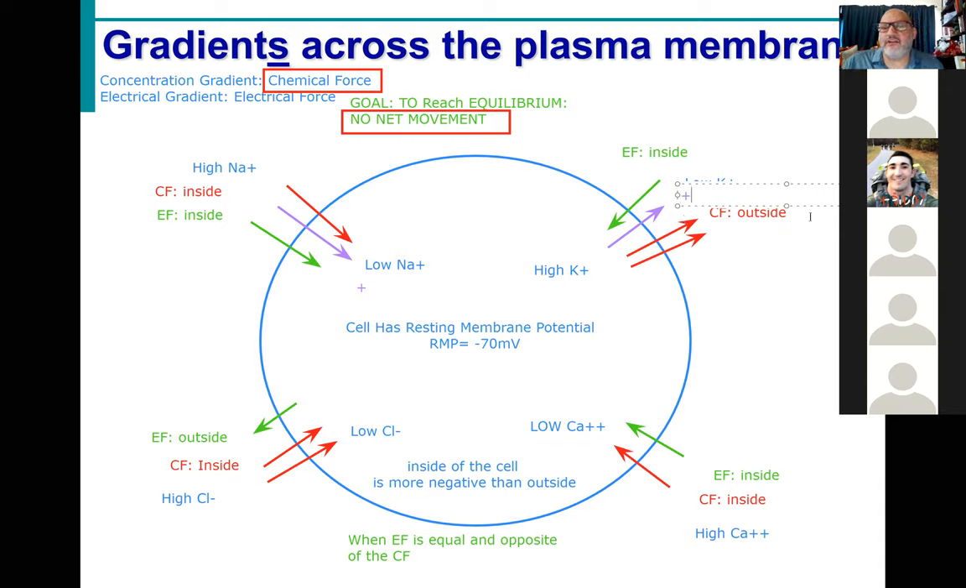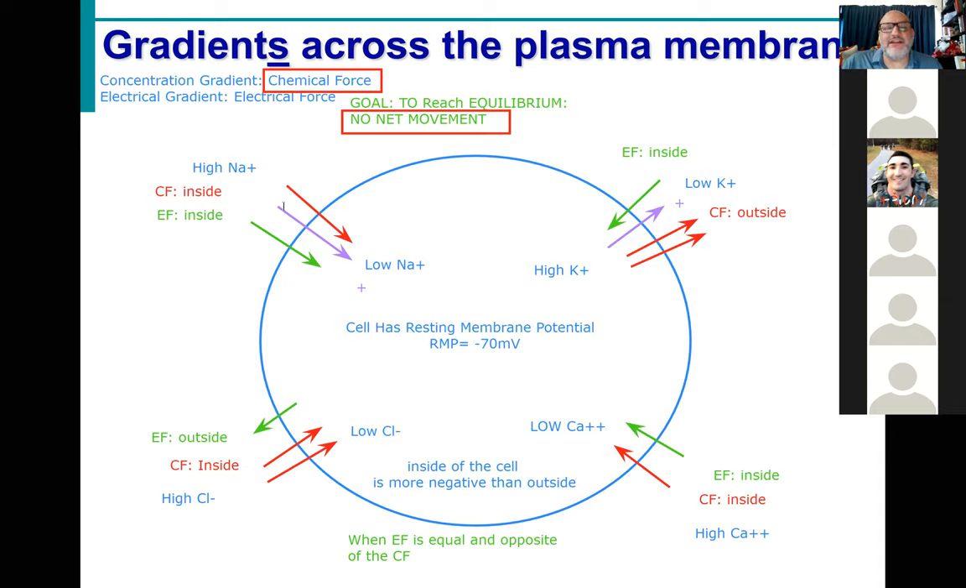Have we changed the cell at all? No. One positive thing came in, one positive thing left. So the cell wouldn't be any different. It would still be at negative 70 millivolts, with the same amount of positive things on the inside, same amount of negative things on the inside. The cell would be happy. And sodium and potassium would be a little bit happier, because they'd be getting closer to their equilibrium.